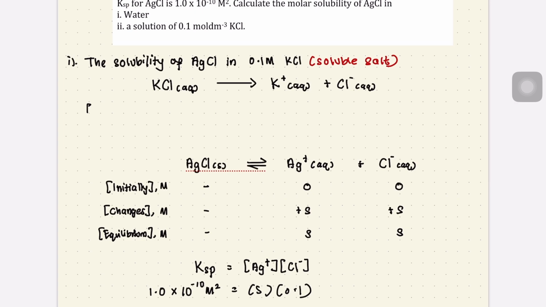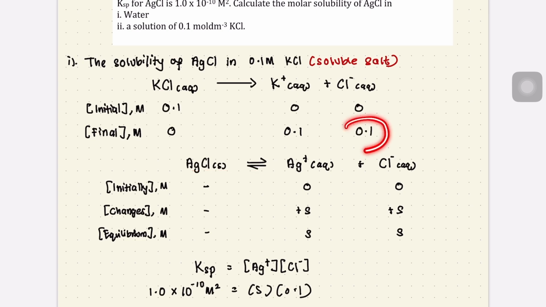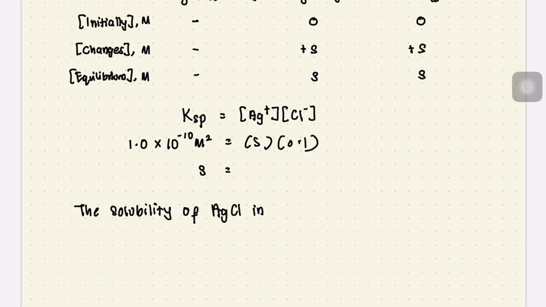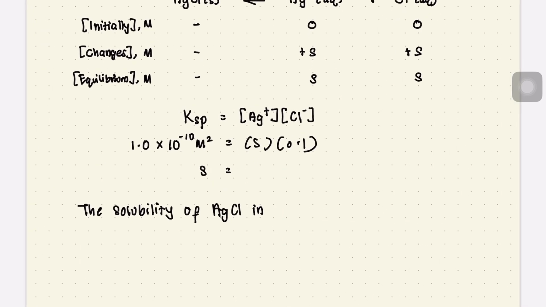Now, the initial concentration is 0.1. So this is 0 and 0. This is final because it is 100% dissociated. So in the end, potassium chloride will become 0. So this will be 0.1 and 0.1. So as you can see, there is an additional 0.1 molar of chloride ion. Now, this is the ICE table when it happens in water.